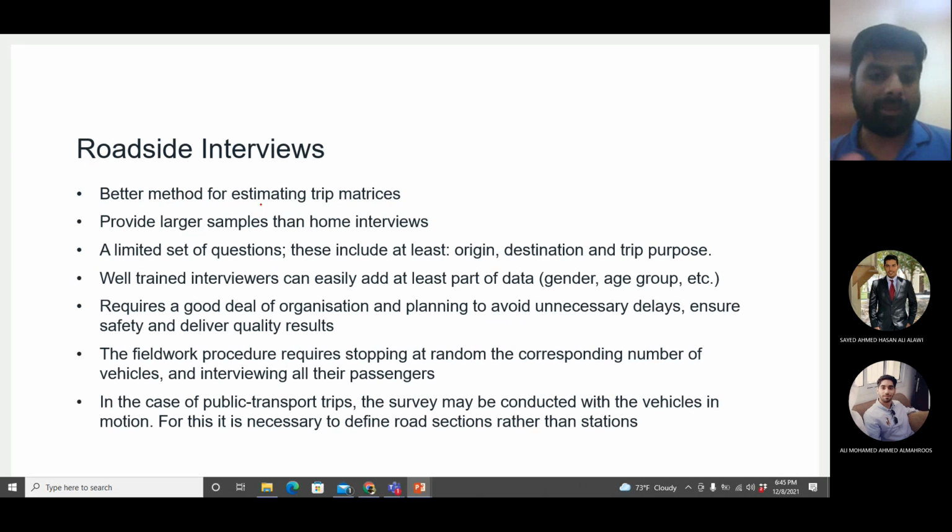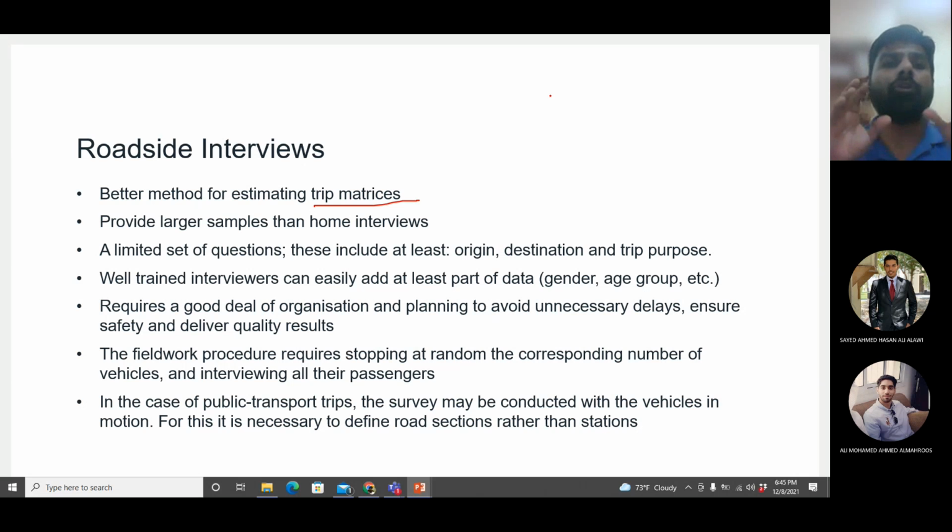Then another method. Up till now we have talked about household surveys. Then we have roadside interviews as well. Roadside interviews are more efficient if you just want to collect data about origin destinations. When you represent origin destination in a matrix, we call them trip matrices. So a trip matrix is a matrix in which you are showing the number of trips from one origin to other destinations and vice versa. Origin destination table or trip matrix, same thing. It means the same thing.